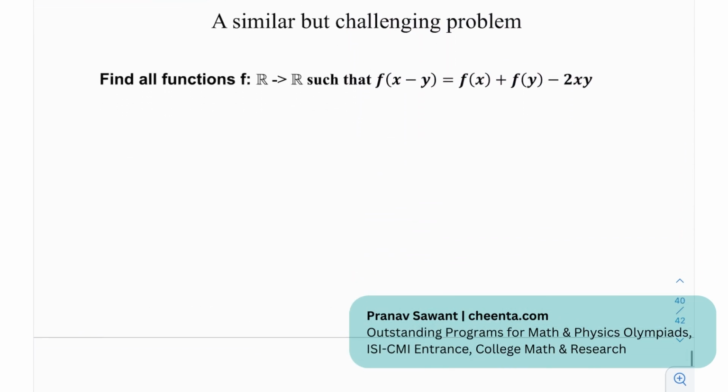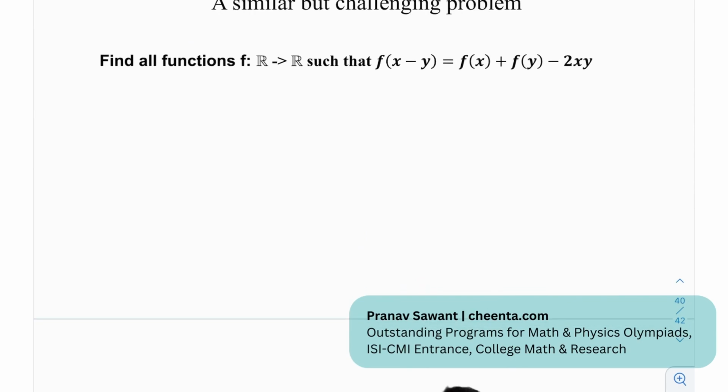And after that we have a similar but challenging problem. Find all functions f mapping from reals to reals such that f of x minus y is equal to f of x plus f of y minus 2xy. And again, here you can use substitution strategy. That should be, in my opinion, more than enough.